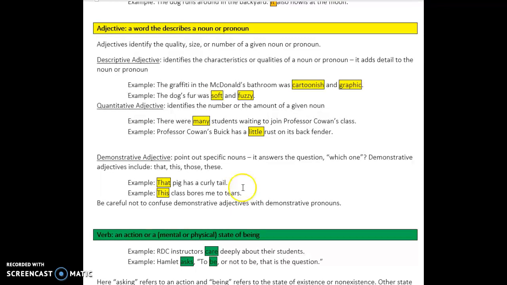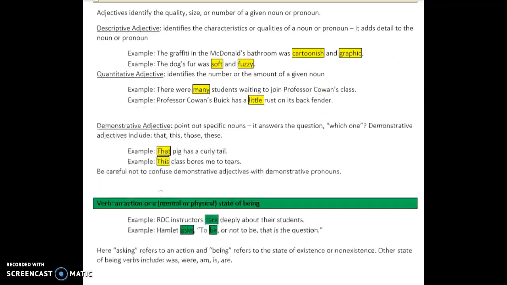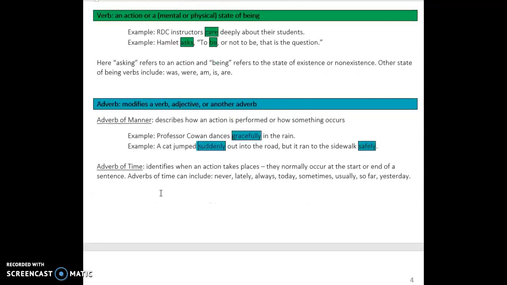Conversely, if I wanted to know which class bores me to tears, I could specify that this class bores me to tears. Hopefully, though, that's not the case. Let's move on to verbs.